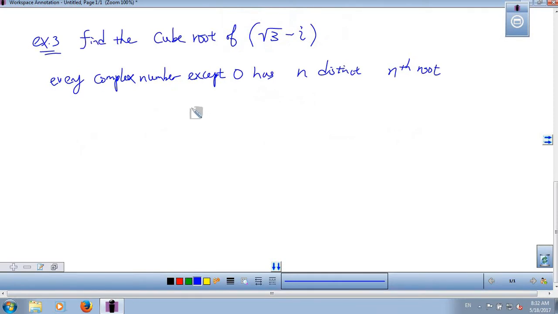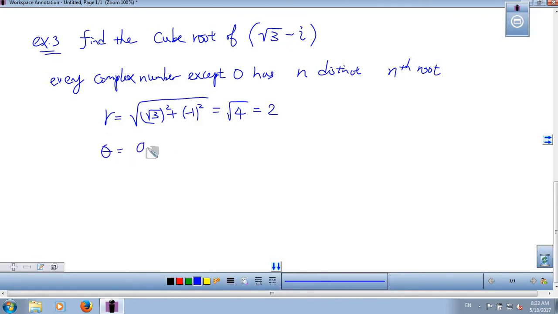How do we go about doing this? First of all, convert this complex number from rectangular form back to polar form. So the modulus: the square root of (square root of 3) squared plus (-1) squared, so that will give us 3 plus 1, the square root of 4, which gives us 2. So the modulus is 2. There's no problem there.